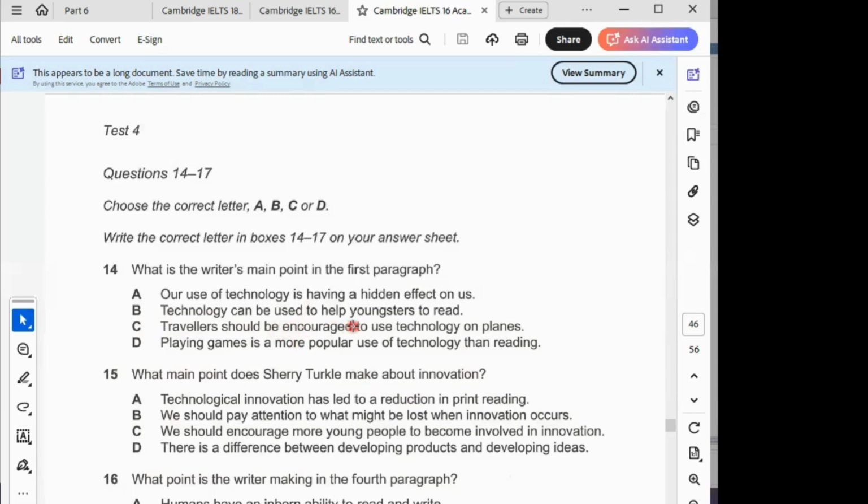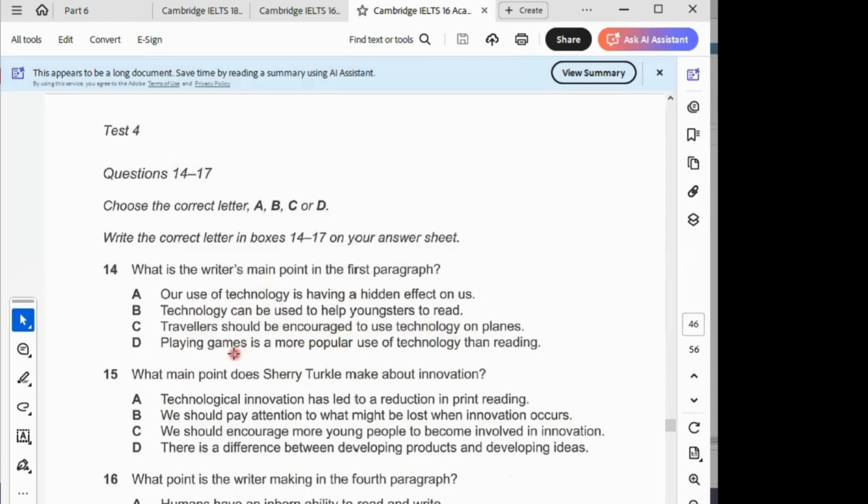You see, if I'm using keywords to eliminate the options: help youngsters to read, eliminate option B. Encourage to use technology on planes? No. The issue of encourage to use was not there. Eliminate. This issue of having hidden effects is fully supported. So technology is here in option B, in option C, in option D. All those keywords are there, so you can't use technology as your keyword to eliminate wrong answers. Hidden effects is still making a good answer.